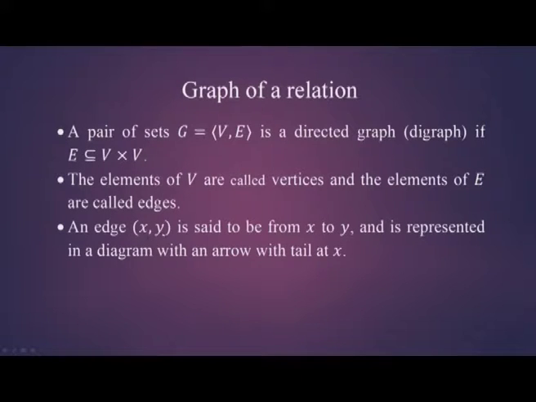An edge (x, y) is said to be from x to y and is represented in a diagram with an arrow with a tail at x and of course, the head at y. Now, let us look at examples of such graphs.